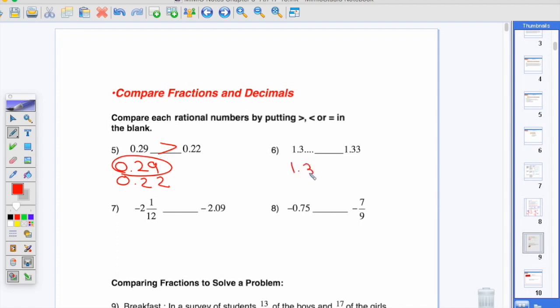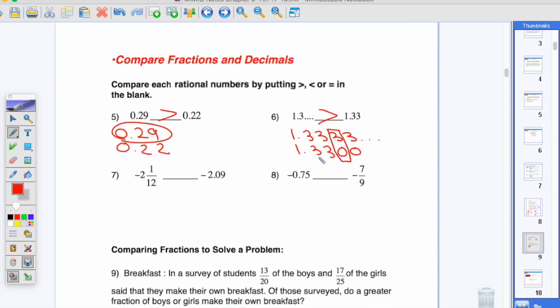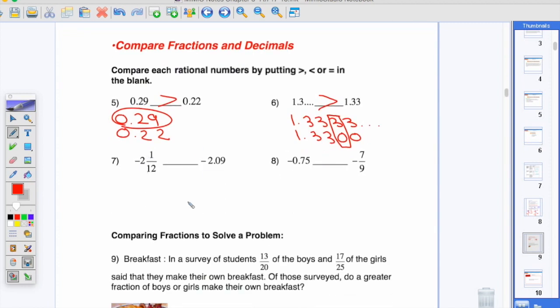In number 6, we have 1.3, and the dot, dot, dot means that it keeps repeating. And then we have 1.33, or 1 and 33 hundredths, so it terminates. We can add some zeros in as placeholders. In this example, they're both positive, so again, the one further away from 0 is the bigger number. They're all the same until we get into the thousandths place. So the 3 is bigger in the first one, so 1.3 repeating is bigger than 1 and 33 hundredths.